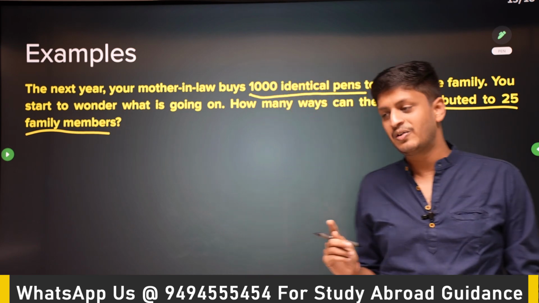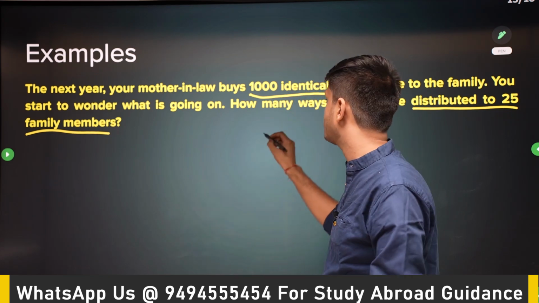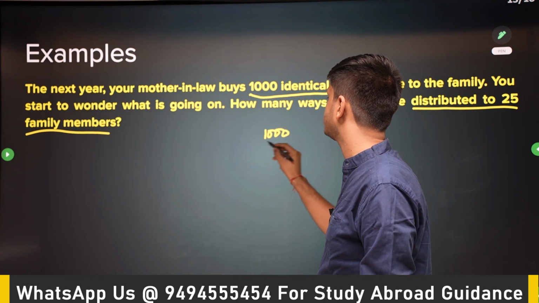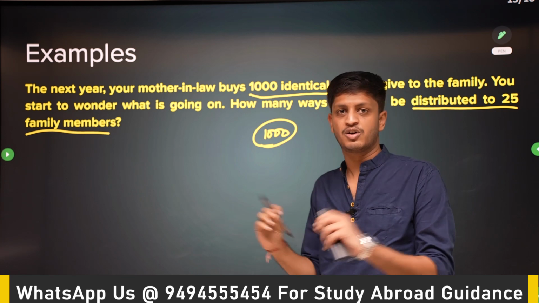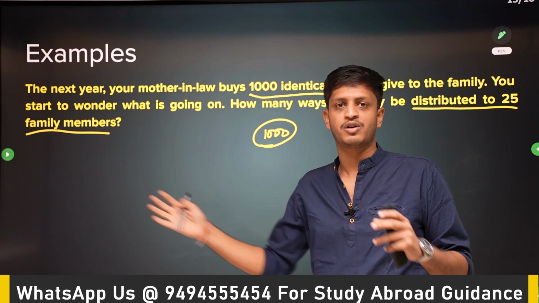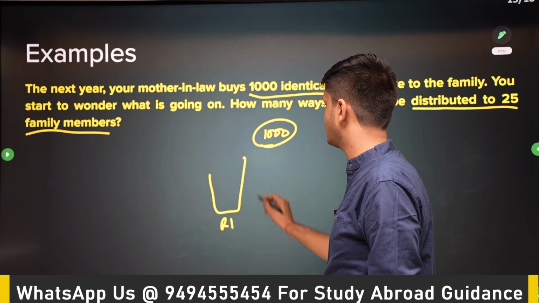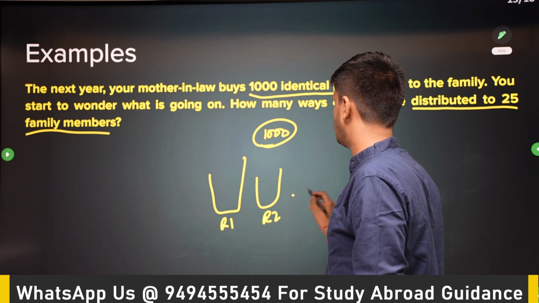Okay. Now see, amazingly this problem became a combination with repetition. You have 1000 identical pens. It doesn't matter. The items are not distinct; they are identical. So the first pen is the same as the second pen, and so on. And you have 25 relatives to give it to: first relative, second relative, and 25th relative.